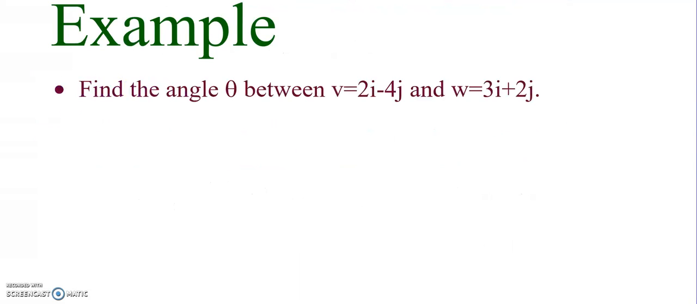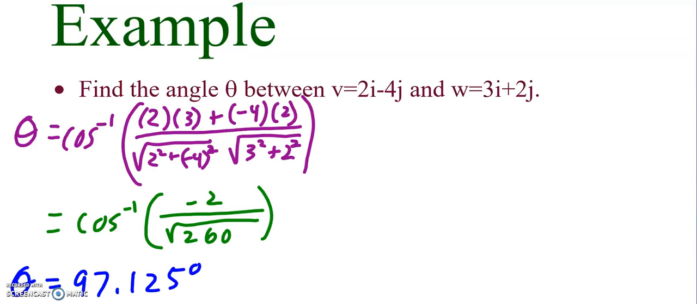So I want you to find the angle between v when it's 2i minus 4j and w when it's 3i plus 2j. Pause the video. Unpause when you're ready to check. All right, so cosine inverse of 2 times 3 plus negative 4 times 2 over the square root of 2 squared plus negative 4 squared times the square root of 3 squared plus 2 squared. So then the cosine inverse of negative 2 over the square root of 260, and this becomes 97.125 degrees.